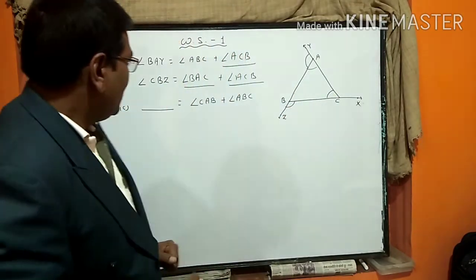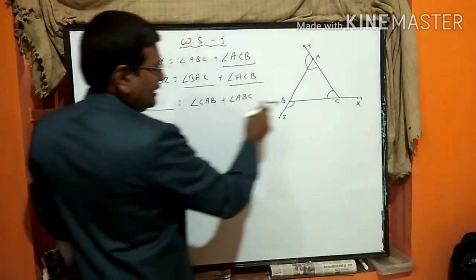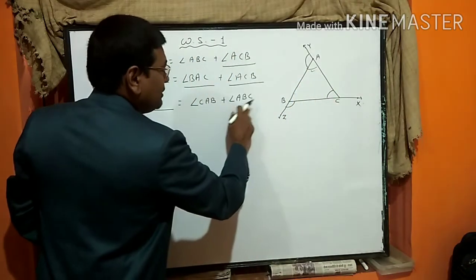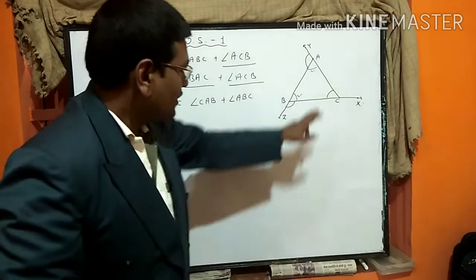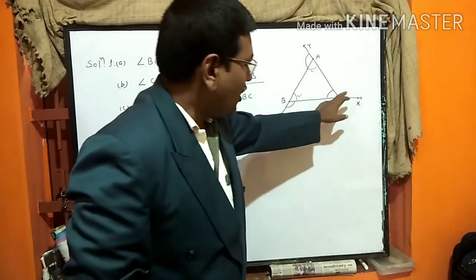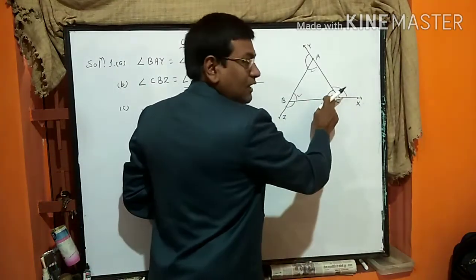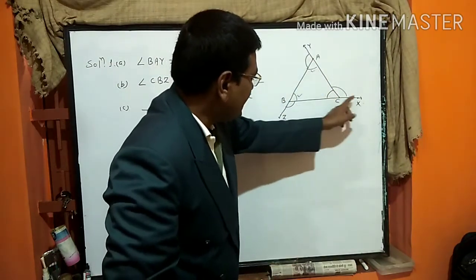Exterior angle. Now CAB, that means angle A. CAB, this one. ABC, this one. These two angles are opposite interior angles of this exterior angle. बगल वाला छोड़ दो, बाकी दोनों जोड़ दो. So this will be ACX.